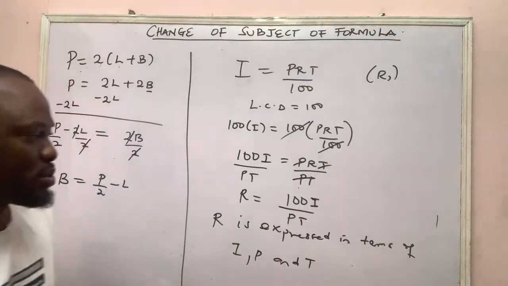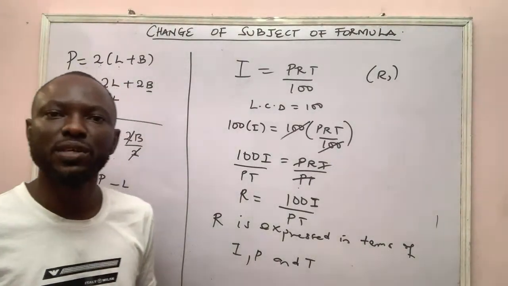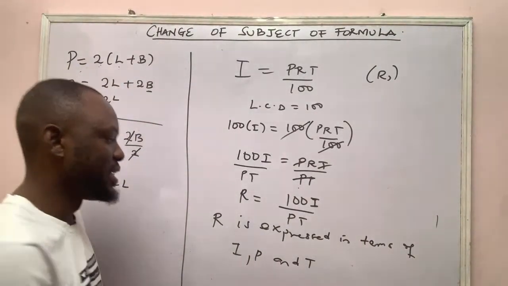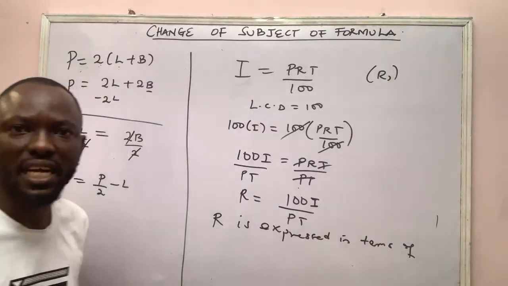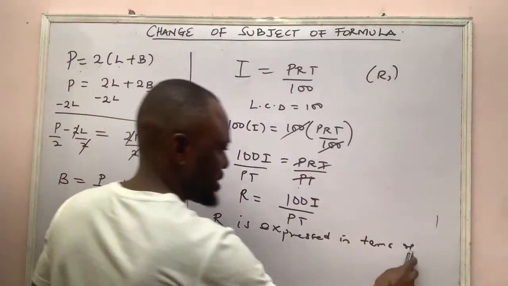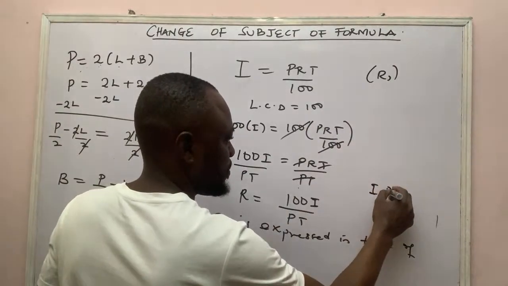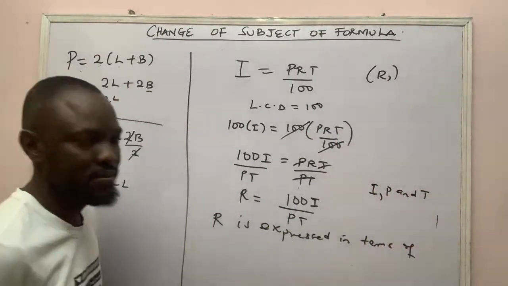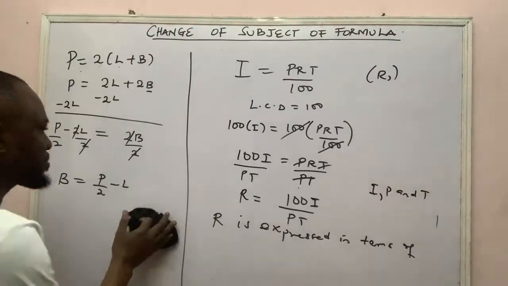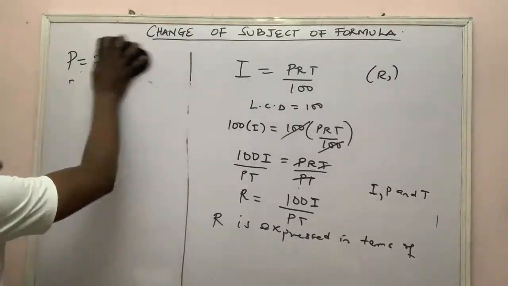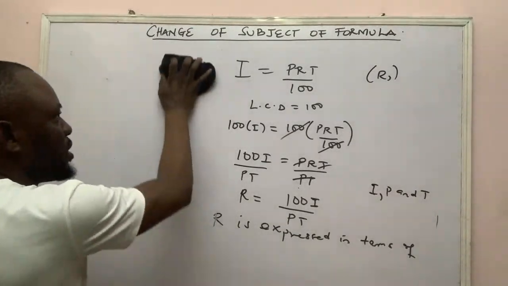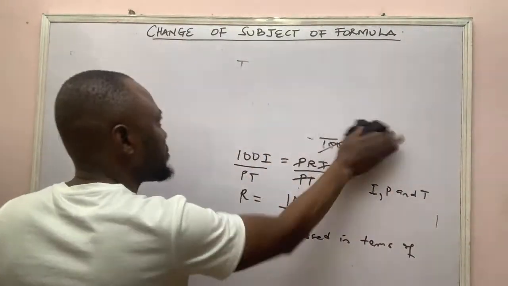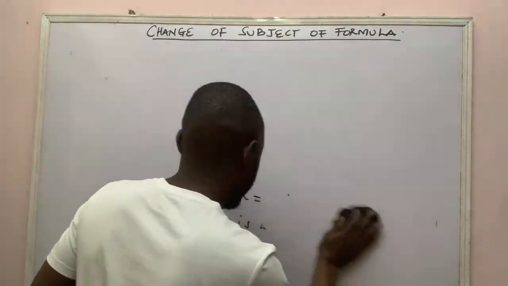Now, this can be said to be that R is expressed in terms of I, P, and T. All right. So sometimes you might be asked to express R in terms of I, P, and T. So let's proceed. Now let's solve problems that have to do with fractions, in fractional form.